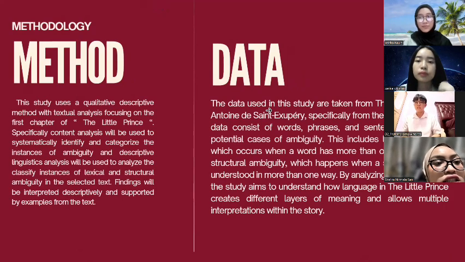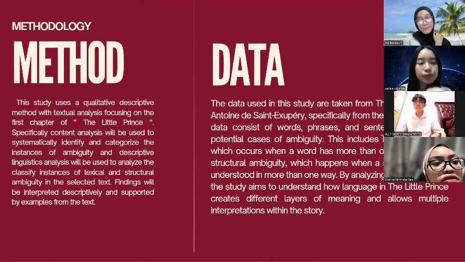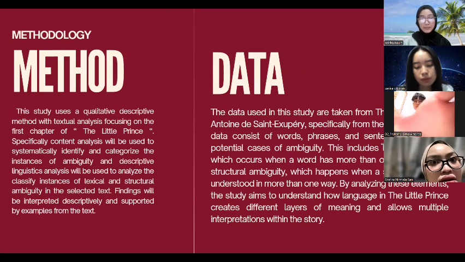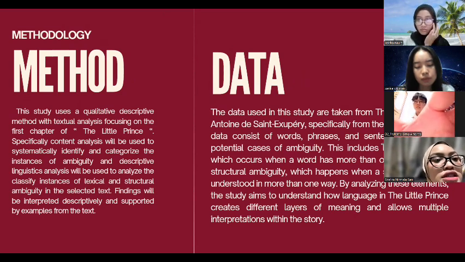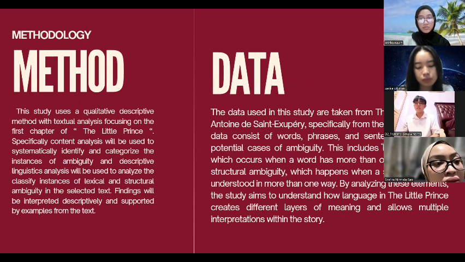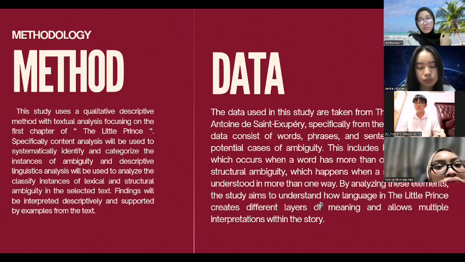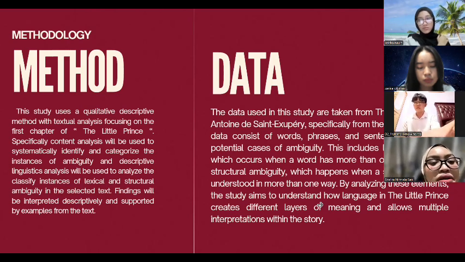So the next is method. The study uses a qualitative descriptive method with textual analysis focusing on the first chapter of The Little Prince. Especially content analysis will be used to systematically identify and categorize the instances of ambiguity, and descriptive linguistic analysis will be used to analyze the instances of lexical and structural ambiguity in the selected text, and findings will be interpreted descriptively and supported by examples from the text. So the next will be presented by my friends.